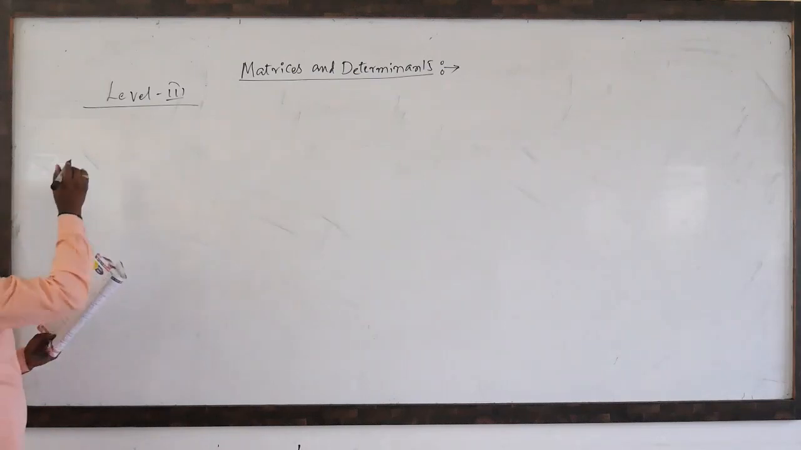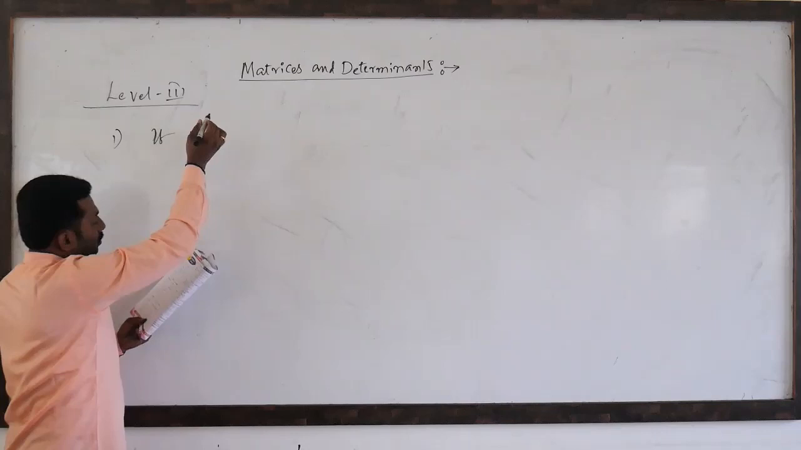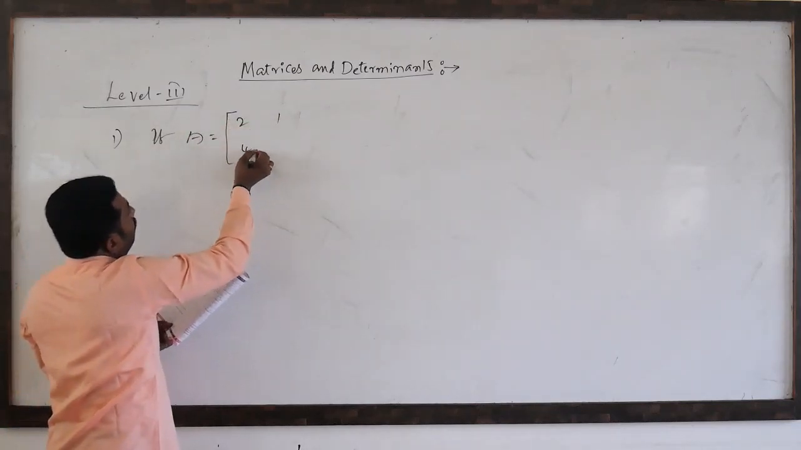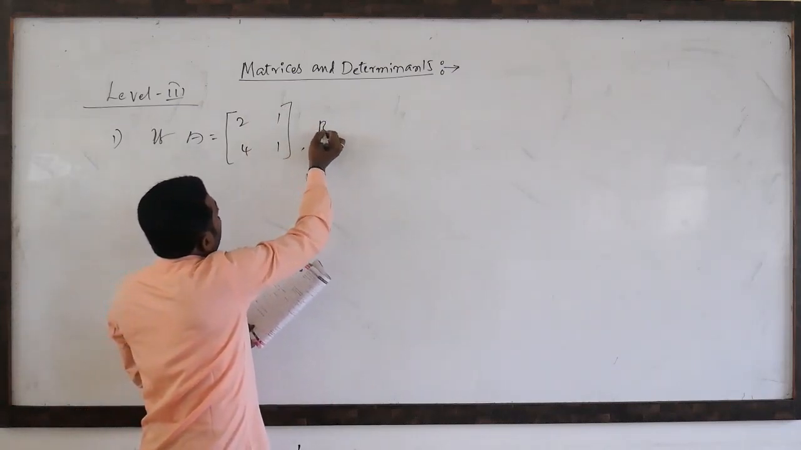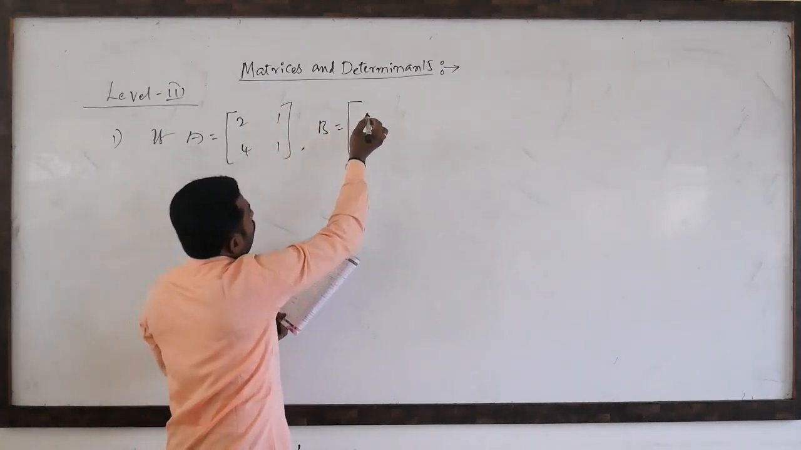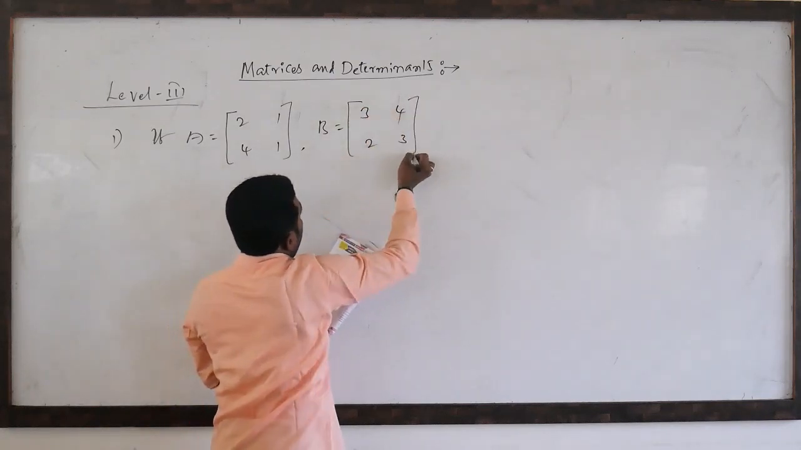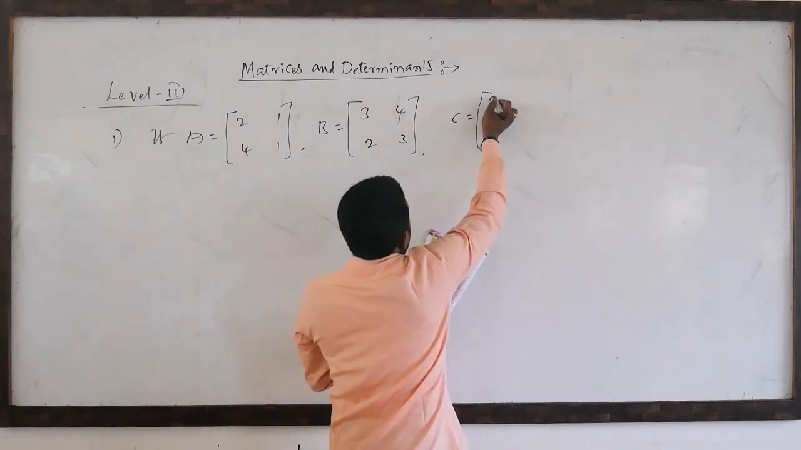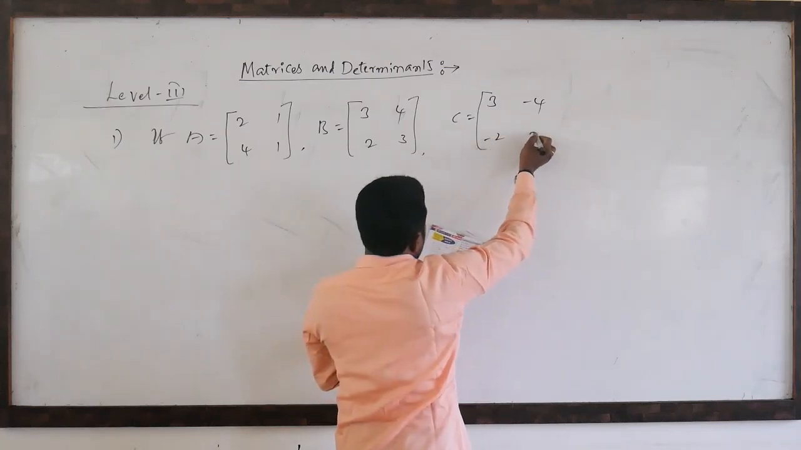So first question, if A equal to [2, 1; 4, 1], B equal to [3, 4; 2, 3], C equal to [3, -4; -2, 3].